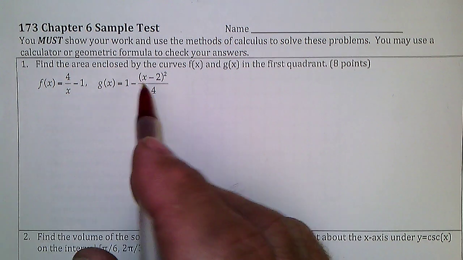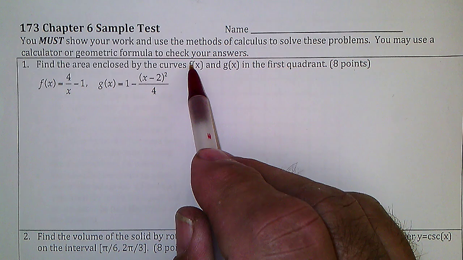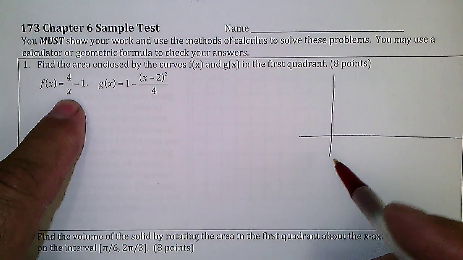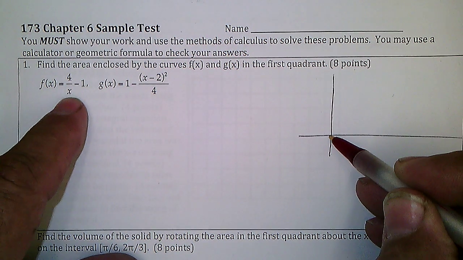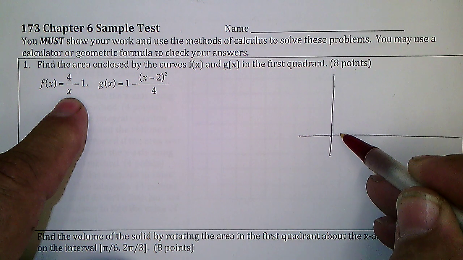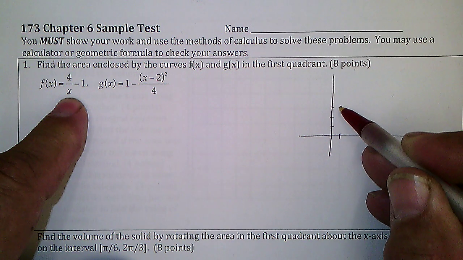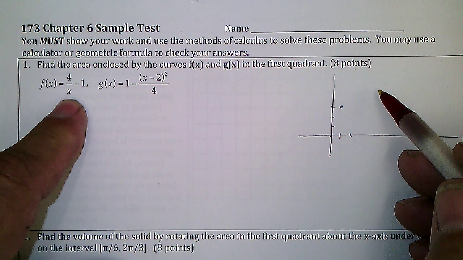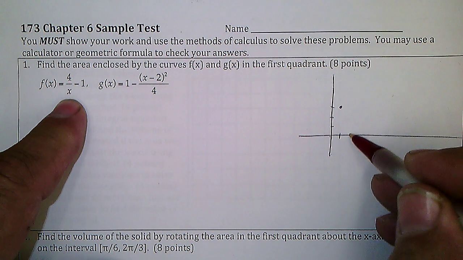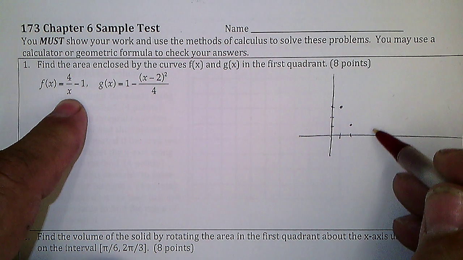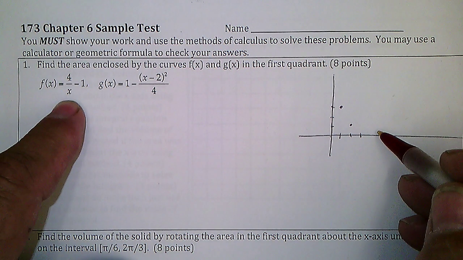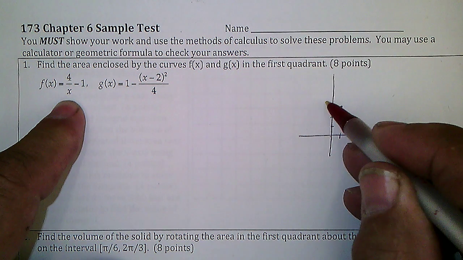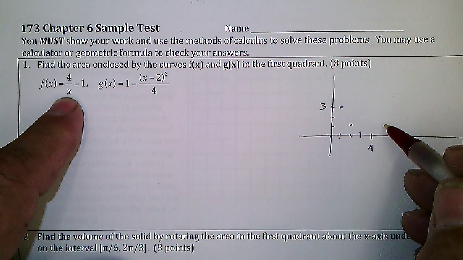Chapter 6 sample test. Find the area enclosed by the curves f of x and g of x in the first quadrant. So let's look in the first quadrant. If I put in 0, can't. Put in 1, I get 4 minus 1 is 3. If I put in 2, I get 2 minus 1 is 1. I put in 3, 4/3 minus 1 is 1/3. Put in 4. 4 over 4 is 1 minus 1, which is 0.